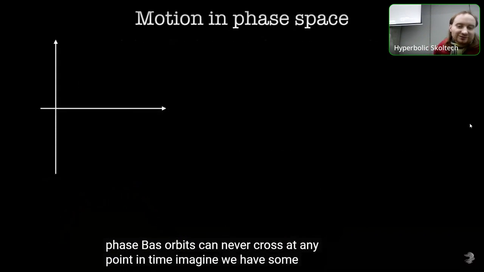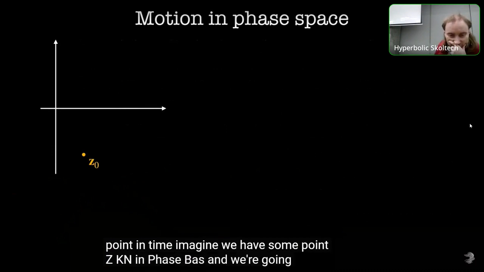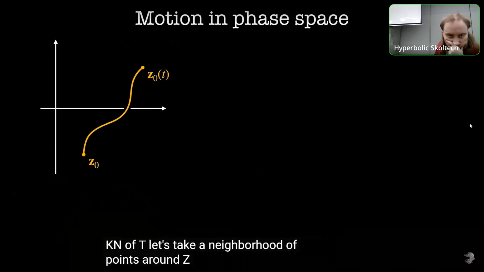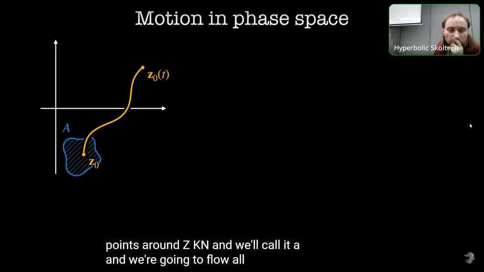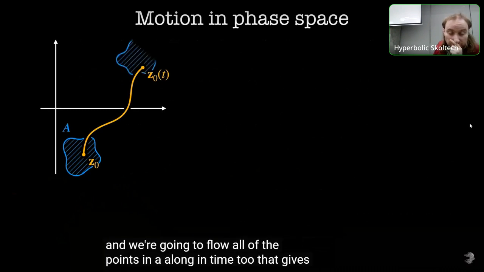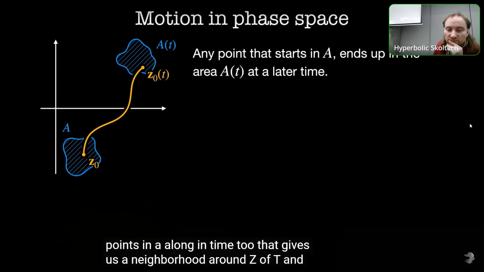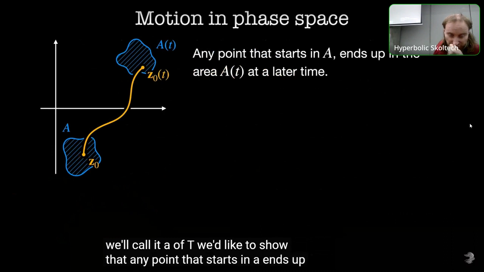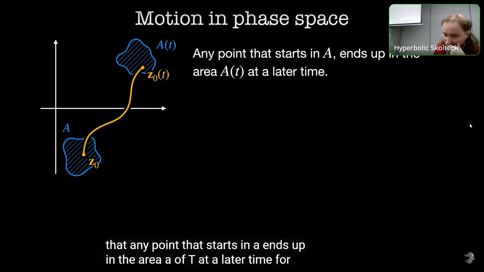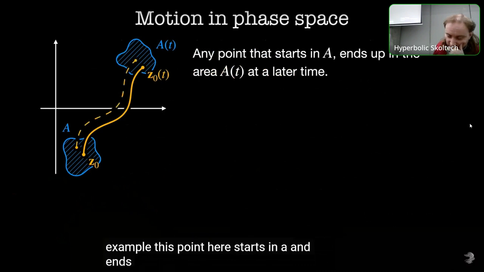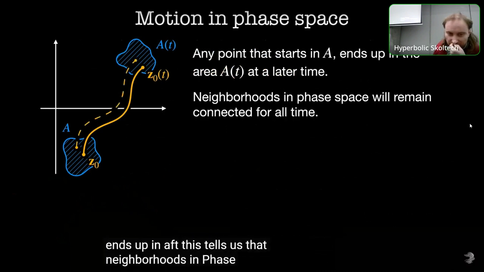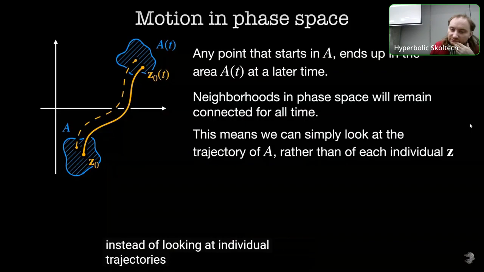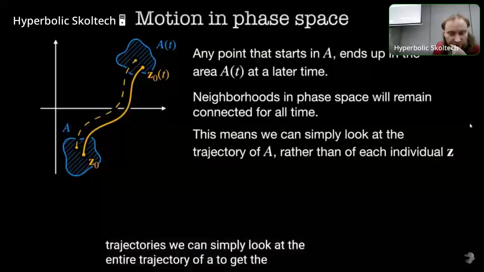Imagine we have some point Z naught in phase space, and we're going to evolve our dynamics forward in time to Z naught of t. Let's take a neighborhood of points around Z naught, and we'll call it A. And we're going to flow all of the points in A along in time too. That gives us a neighborhood around Z naught of t, and we'll call it A of t. We'd like to show that any point that starts in A ends up in the area A of t at a later time. For example, this point here starts in A and ends up in A of t. This tells us that neighborhoods in phase space remain connected for all time. That means that instead of looking at individual trajectories, we can simply look at the entire trajectory of A to get the full dynamics of our system.